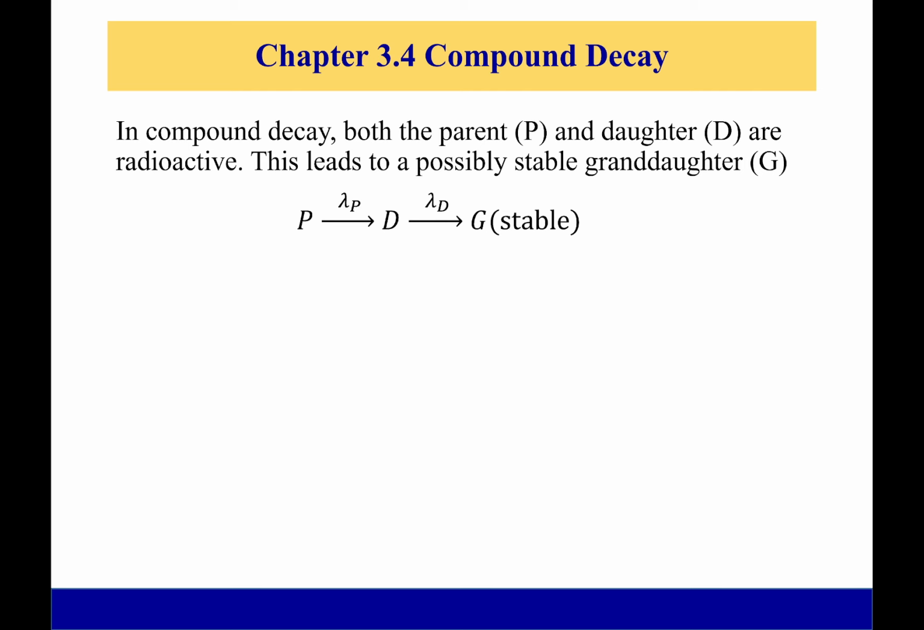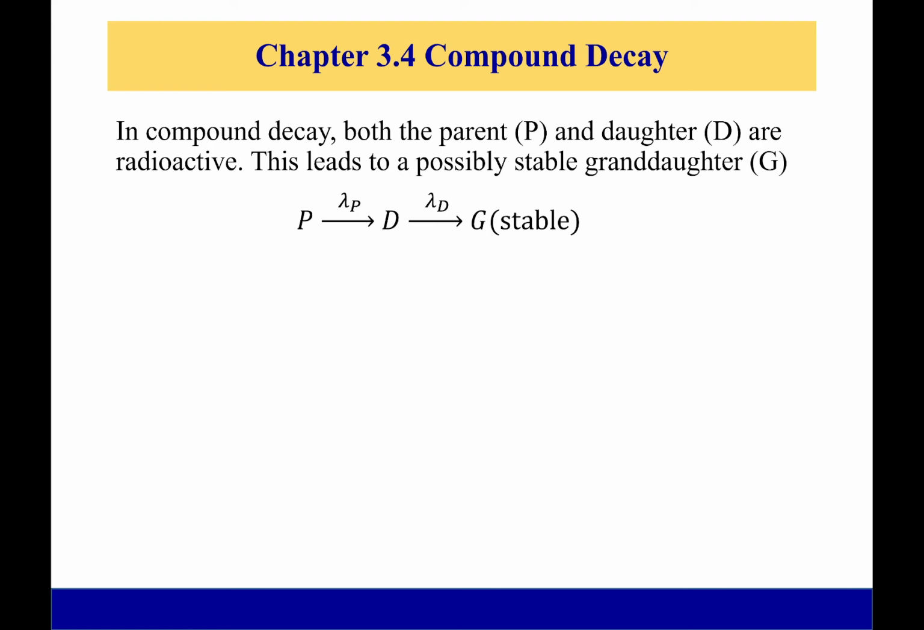So we talk about generations when it comes to radioactivity. We have something that is the parent, and that is what is first decaying. And then what it produces is the daughter. If that decays, then it produces the granddaughter, and it can keep on going down and down again. In this case, I'm just saying that the granddaughter is stable.